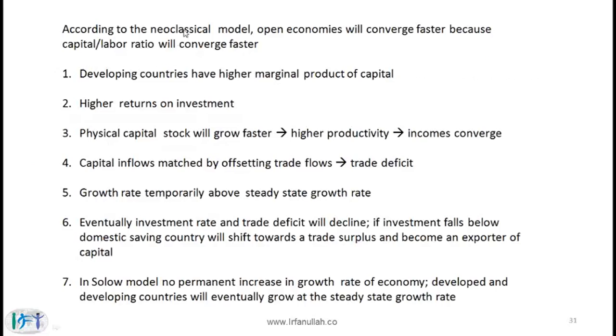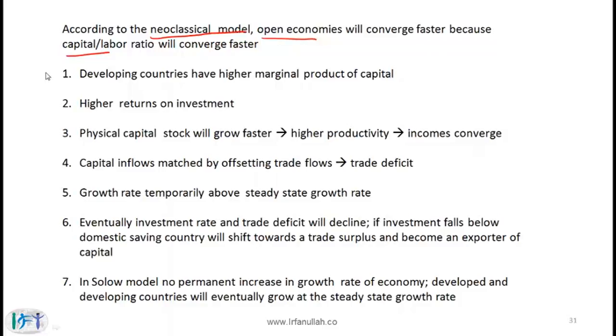As we saw in section 5, the neoclassical model predicts that economies in developed and developing countries will converge. So what's the impact on convergence of having open economies? And what the model tells us is that if we have an open economy, it will converge faster, because in an open economy, the capital to labor ratio will converge faster. In other words, when we have an open economy, capital will flow more easily towards countries where the marginal product of capital is relatively high, and hence the convergence is faster.